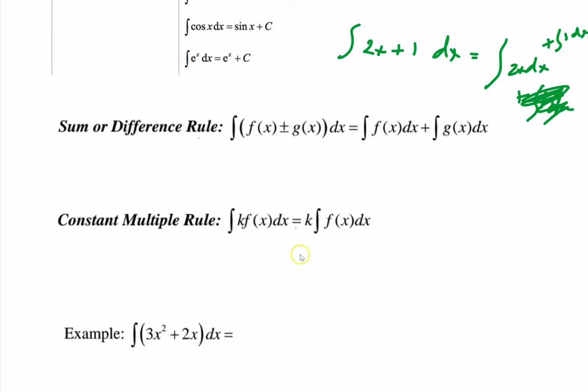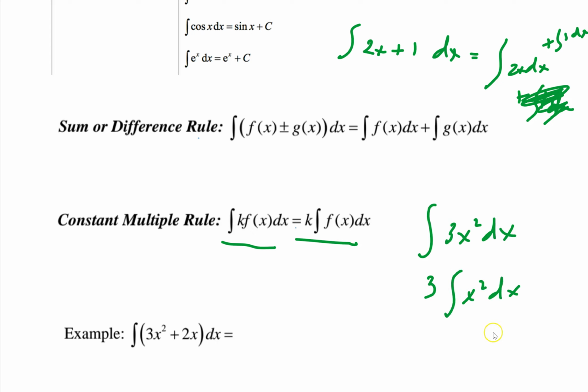And then another one that's actually super powerful is you can pull out a constant. Because a constant, just like when we take derivatives, doesn't really do anything. So if I say, oh, we want to integrate 3x squared dx, you can just pull the 3 into the front because it doesn't do anything, and just integrate this.